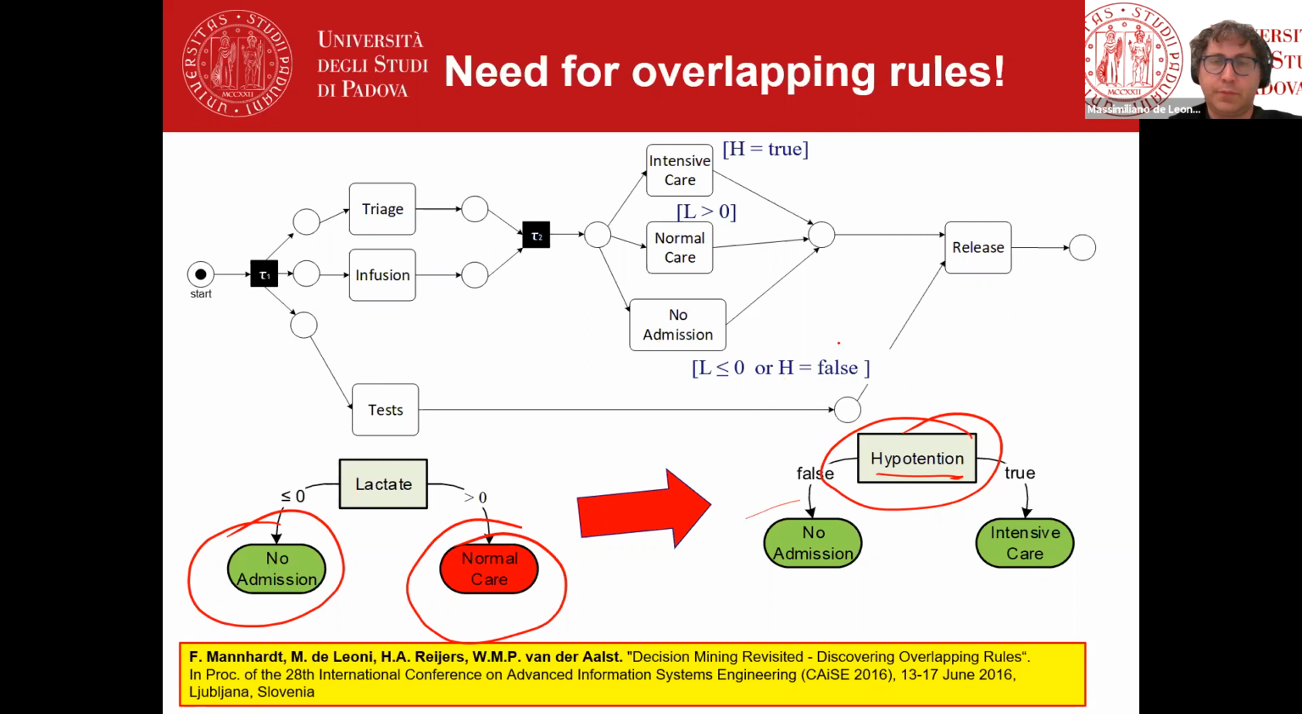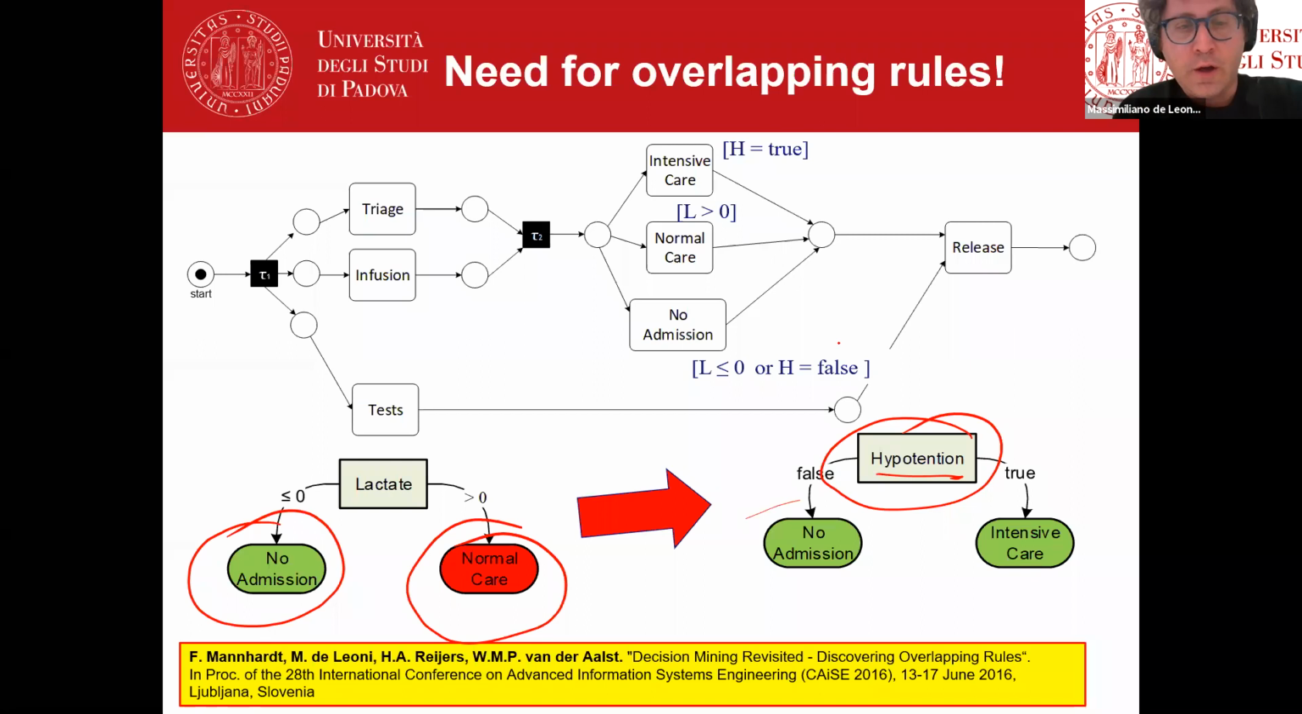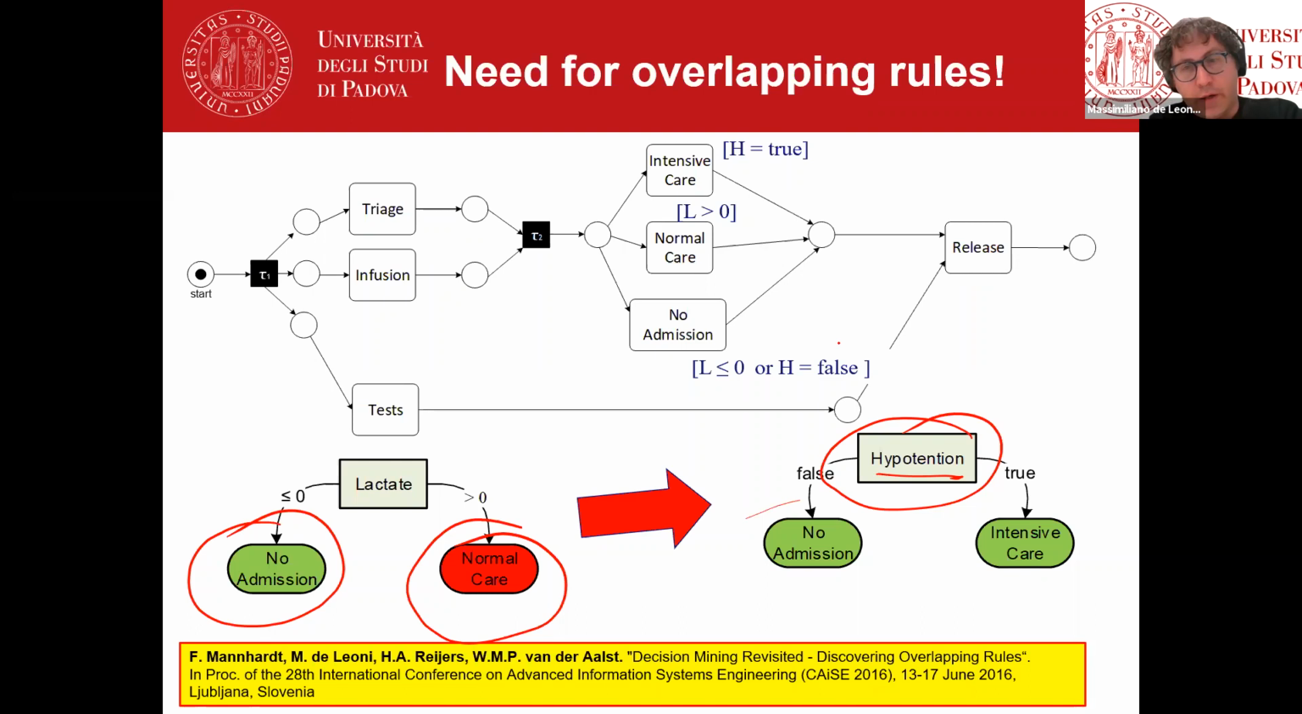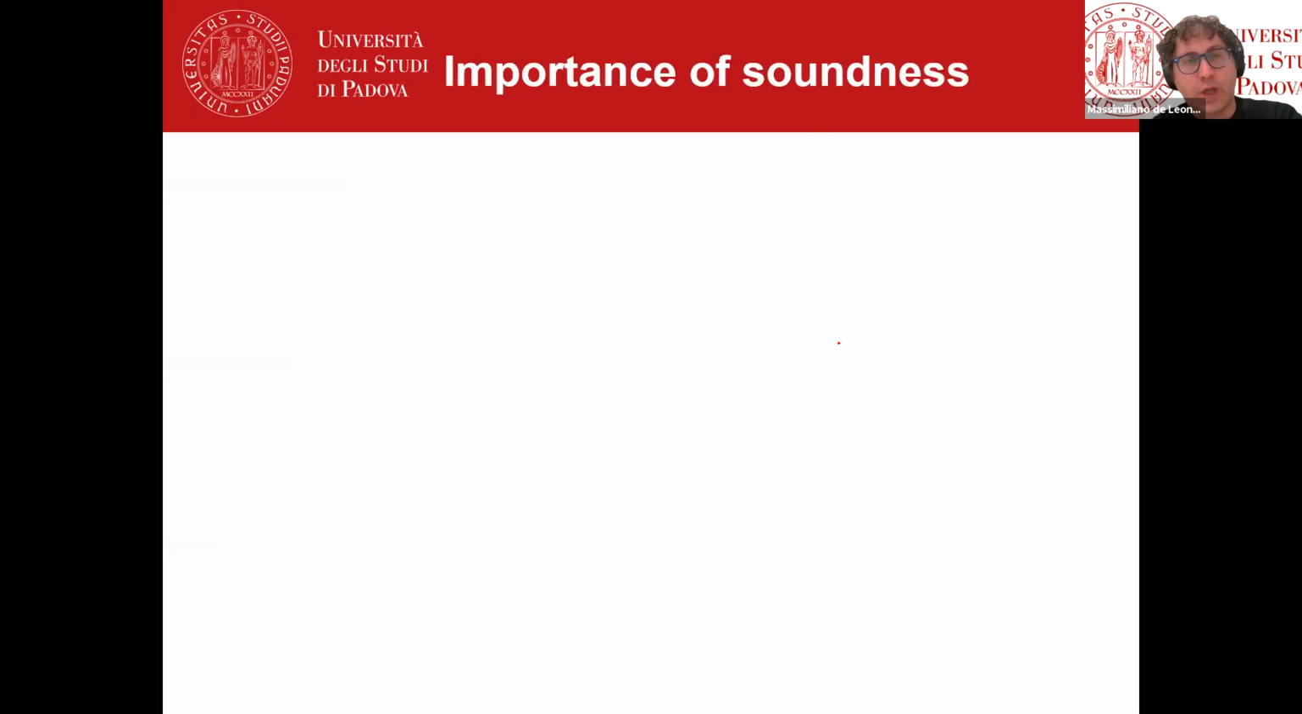So this shows the importance of discovering overlapping rules. I don't go too much into the detail of how this is computed. For more information, I invite you to read the paper shown here. The last point I want to touch on today is verification and the importance of soundness.